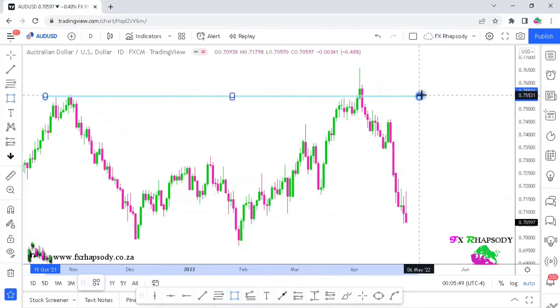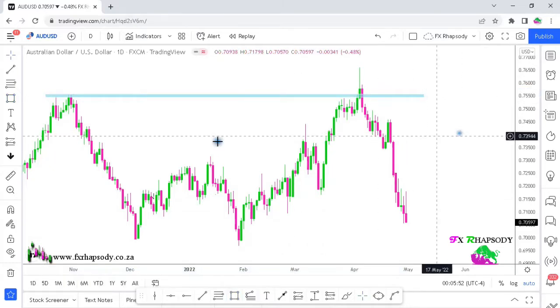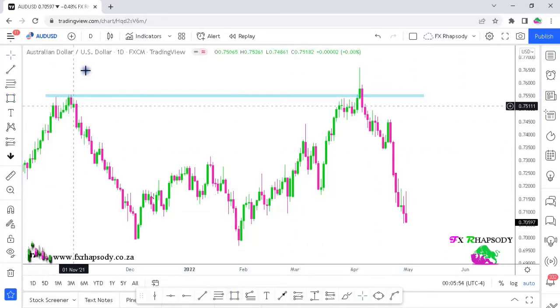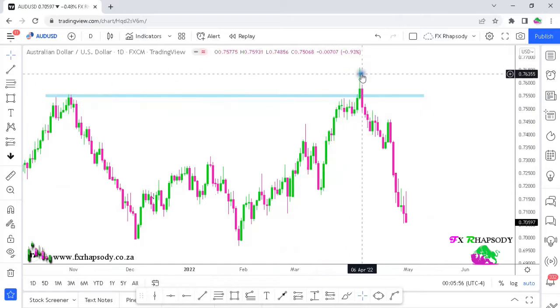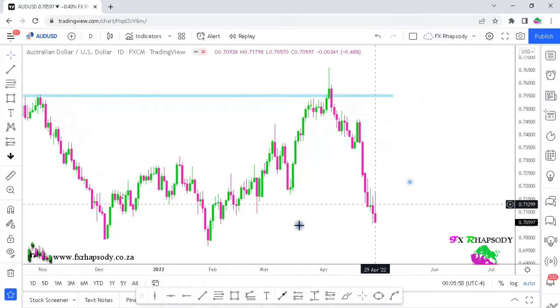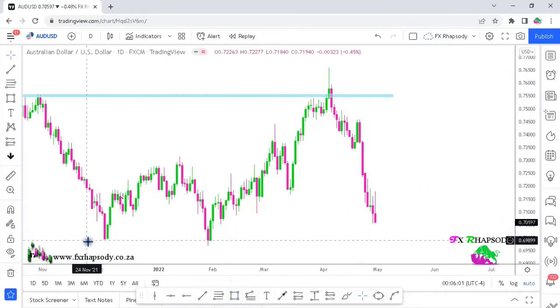You see that area over there? That was the area of resistance coming up, and then hitting that liquidity, going down again.